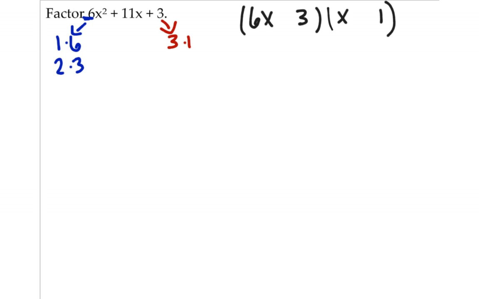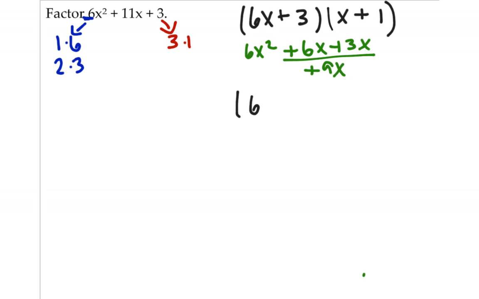Since I have to multiply and end up with a positive 3, and when we add the two terms in the middle, we get positive 11, I'm going to put a plus and a plus. Now we're going to see if it works. 6x times x is 6x squared. Looks good. 6x times 1 is plus 6x. 3 times x is plus 3x. We're going to add those together. We get plus 9x. That does not match my middle term.